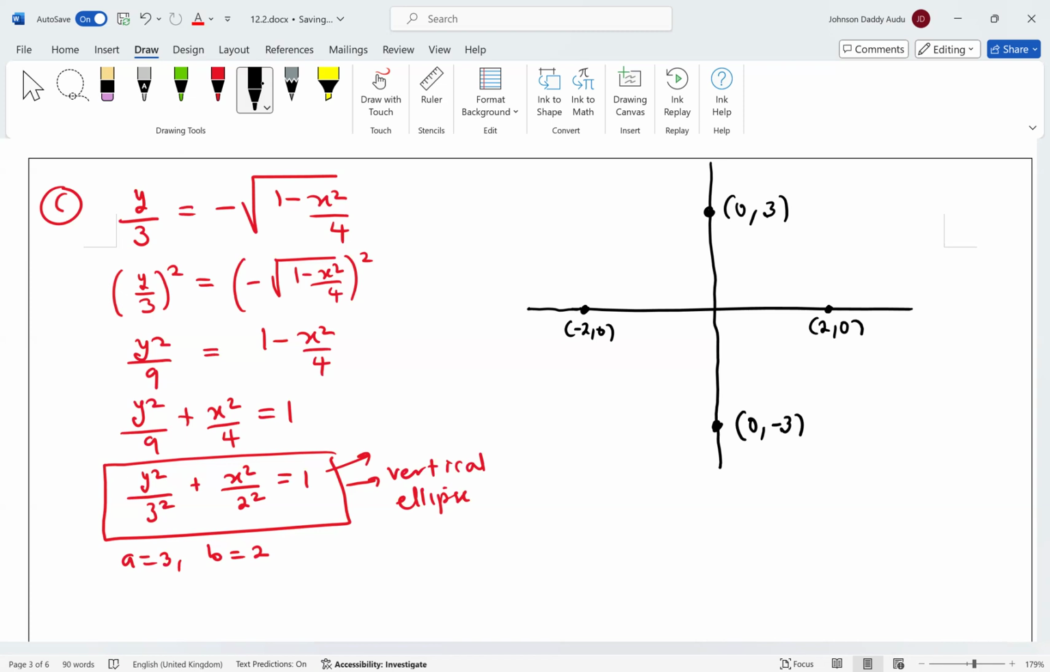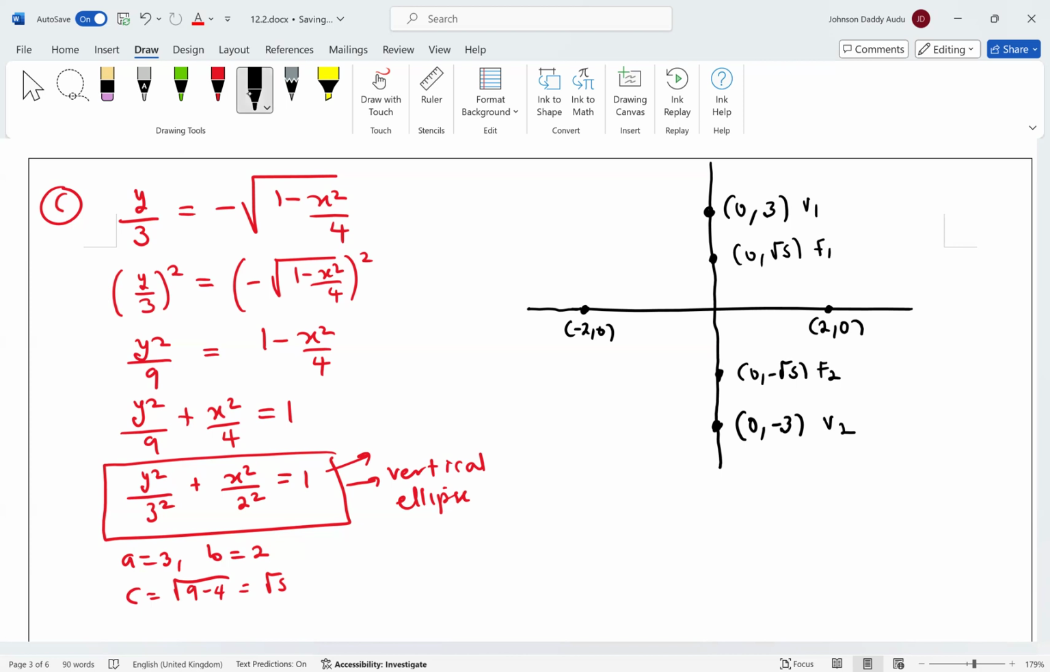Then what is our focus? So this one, let's call it vertex V1, V2. So our F will also be somewhere here, so that we can find what is C from here. So C is the root of 9 minus 4, which is just the root of 5. So it means we're going to have it also here, 0, root 5. And here, 0, minus root of 5. So these points are our F1 and F2.